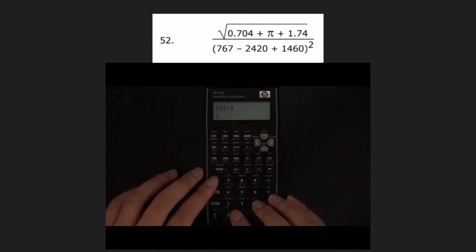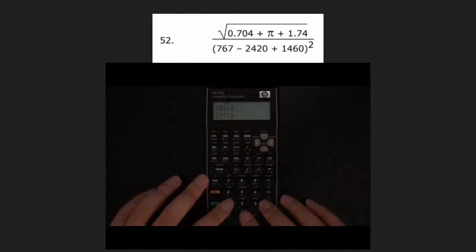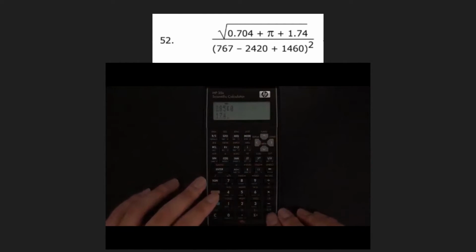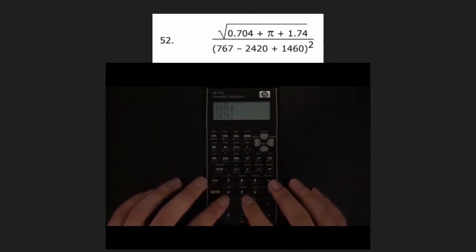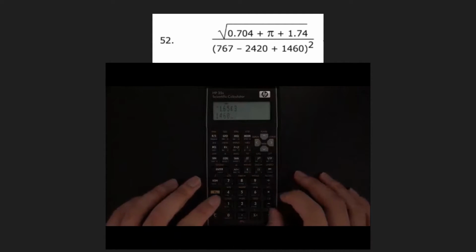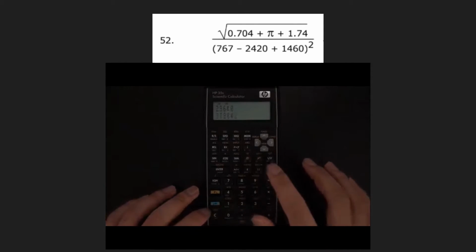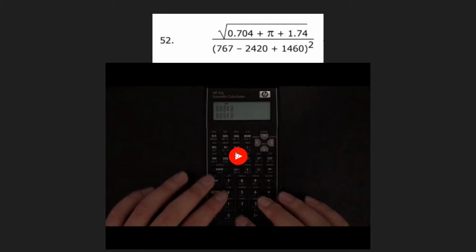Put in 0.704, then press the yellow shift key and cosine for pi. I add that, 1.74, and then I add square root 767, enter, 2420, subtract 1460, I add yellow shift key and square root to square, and then I divide. Remember that once you enter in a number and then want to get pi, yellow shift key and cosine, it will automatically shift the number up.